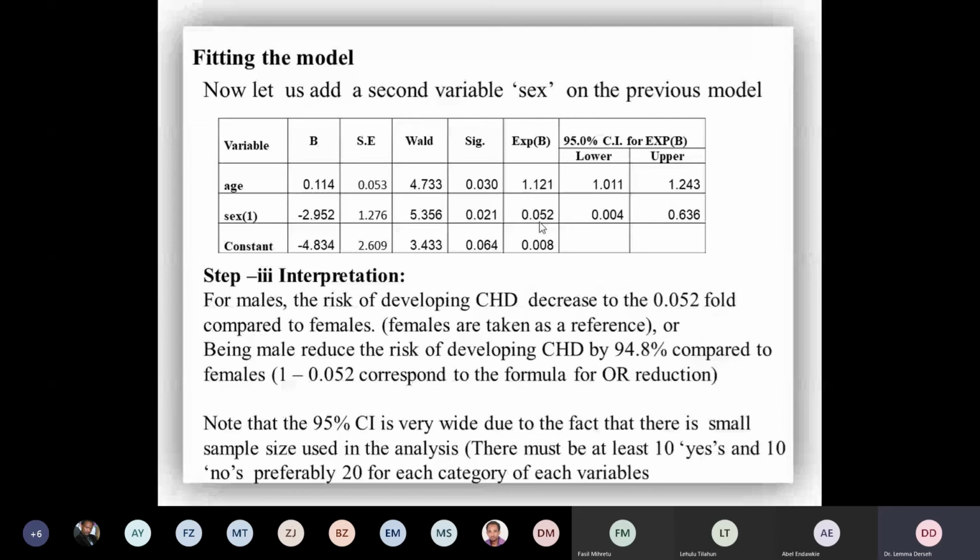So I will interpret in that case, I can interpret like this: the odds of developing CHD has reduced by 95% for females compared to males, you can say. Females have reduced their risk by 95%.